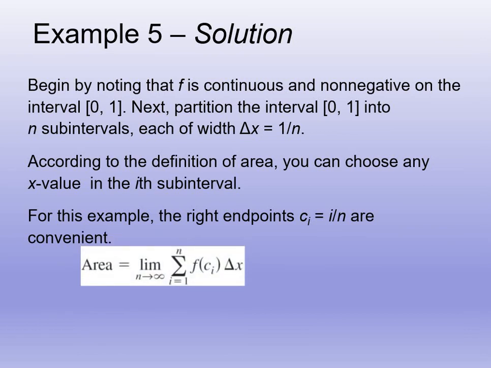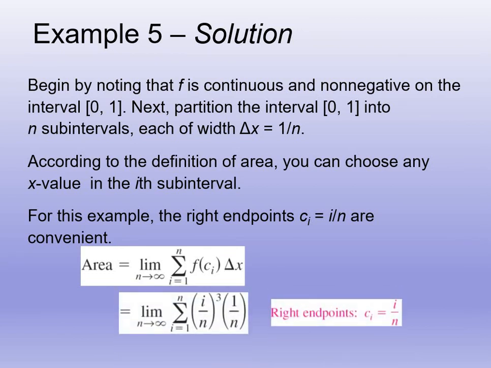So when we calculate this area, we're going to say the limit as n approaches infinity of the sum from i equals 1 to n of f of ci times delta x. So our ci in this case is i over n. Our delta x is also going to be 1 over n. And remember, our f of x equation is x cubed. So we're going to substitute our ci's, which is i over n, into the x cubed portion.